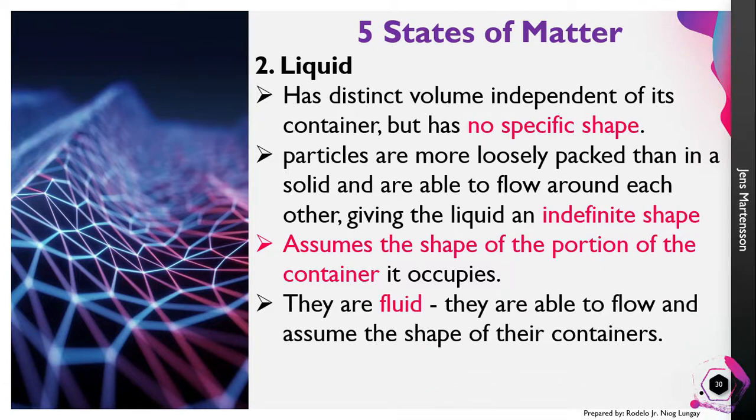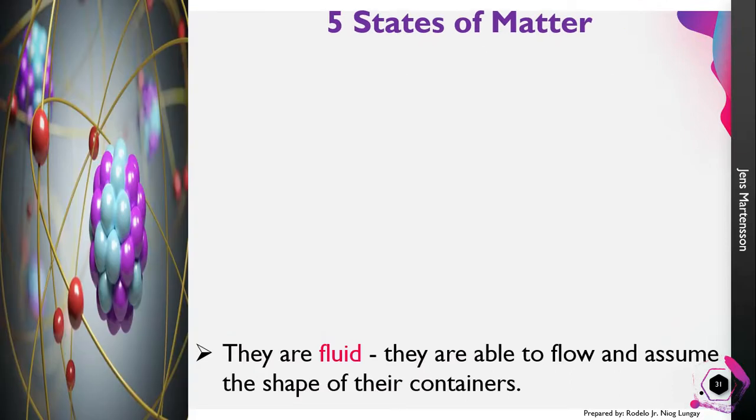Okay, so liquid together with gas, they are fluids, because they are able to flow and assume the shape of their containers. Again, fluid does not necessarily mean liquid. A fluid can also be a gas because gas can flow and can assume the shape of its container. Okay? So the third state of matter, again, is gas. Gas is a fluid. It is able to flow and assume the shape of its container.